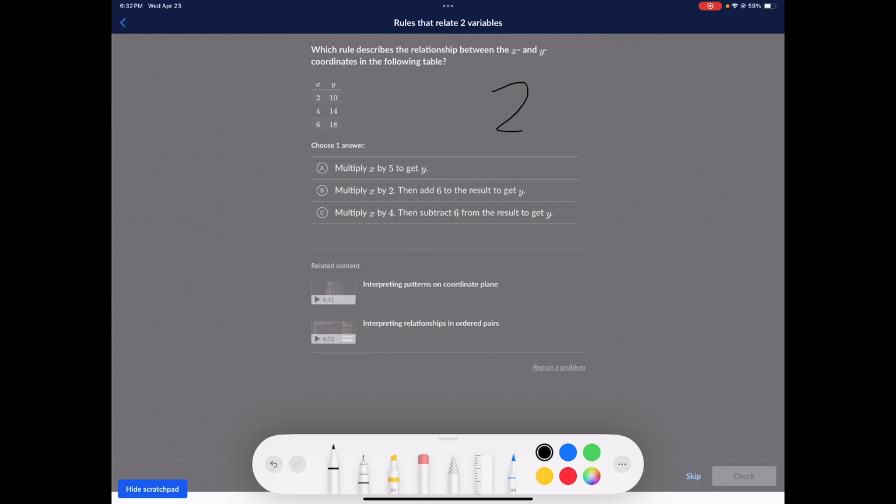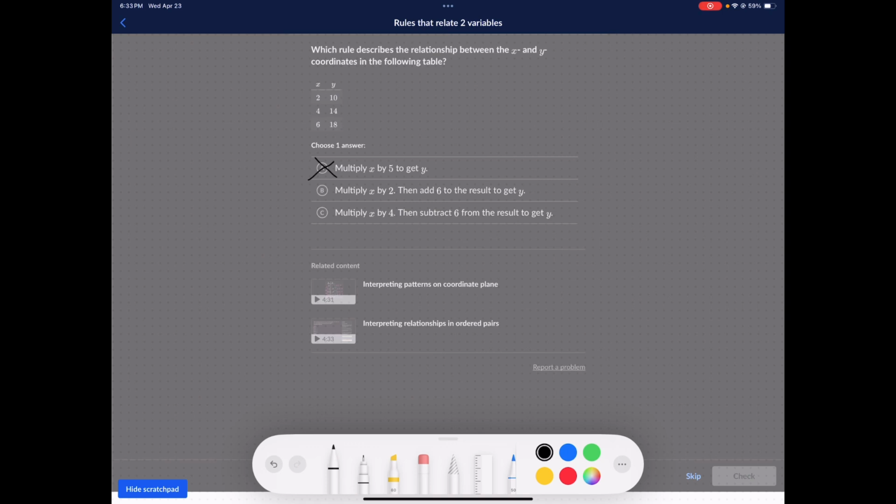So 2 times 5 is equal to 10. Good. Now, what about 4 times 5? That would be equal to 20. So we have 20 right here. But is that equal to 14 as given here? It's not. So A can't be our answer.